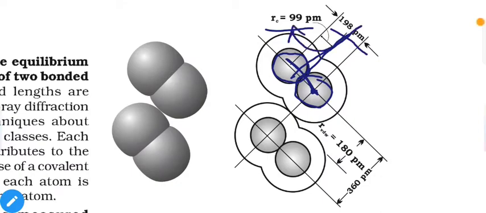So the covalent radius is half of the distance of two adjacent atoms in the same molecule, and the van der Waals radius is half of the distance of two adjacent nuclei of two different molecules. As you can see here, we have the distance between two atoms in the same molecule, and these two represent the distance between two separate molecules.